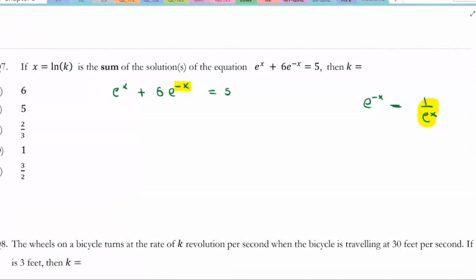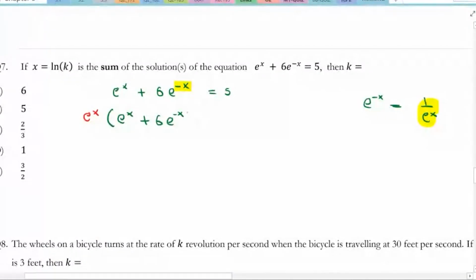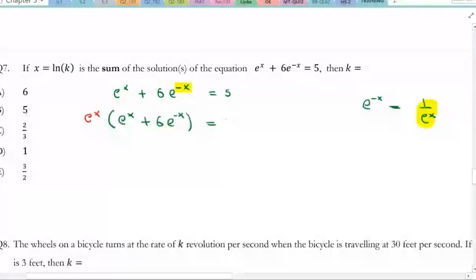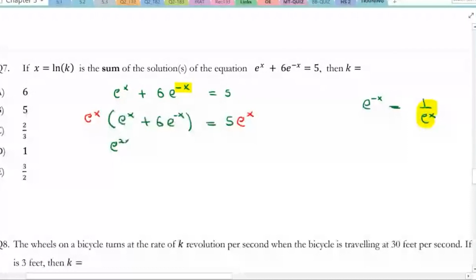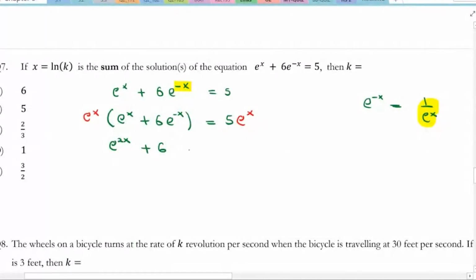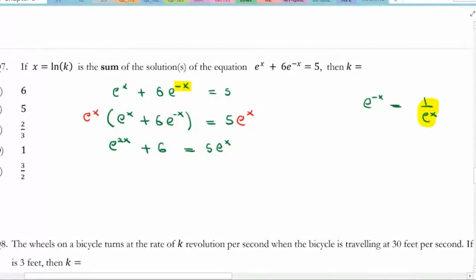So here, I will multiply the left side by e to the power of x. And then we have e to the power of x times (e to the power of x plus 6e to the power of minus x), and this is going to be equal to 5 multiplied, gentlemen, by e to the power of x. So now, multiply this with this. We are going to get e to the power of 2x. Multiply this one with this one. And then we are going to get plus 6 only. And this will be equal to 5e to the power of x.